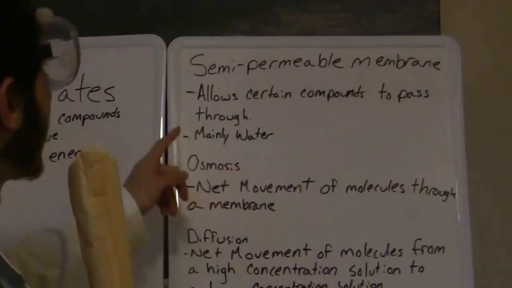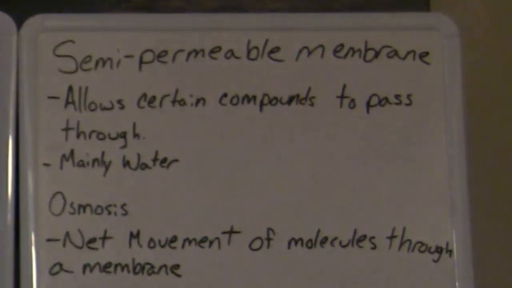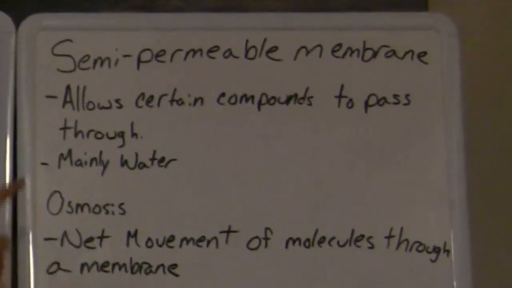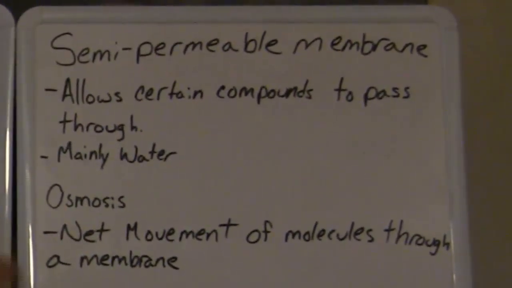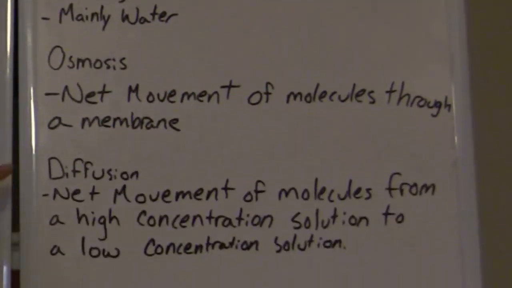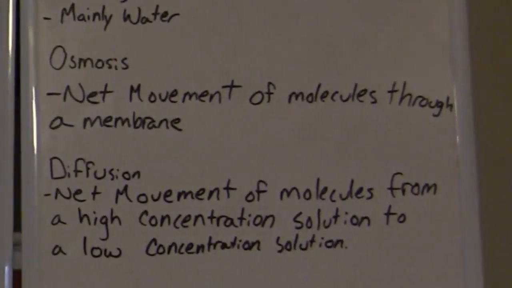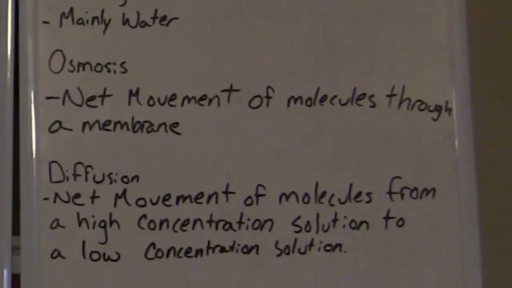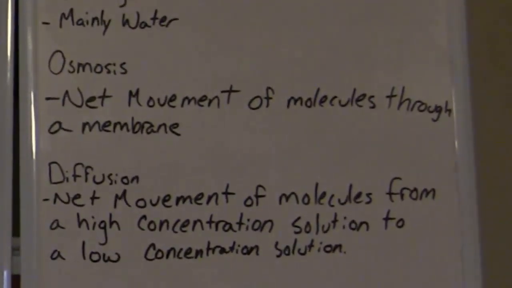A semi-permeable membrane allows certain compounds to pass through, mainly water. Osmosis is the net movement of molecules through this membrane, and diffusion is the net movement of molecules from a high concentration solution to a low concentration solution.